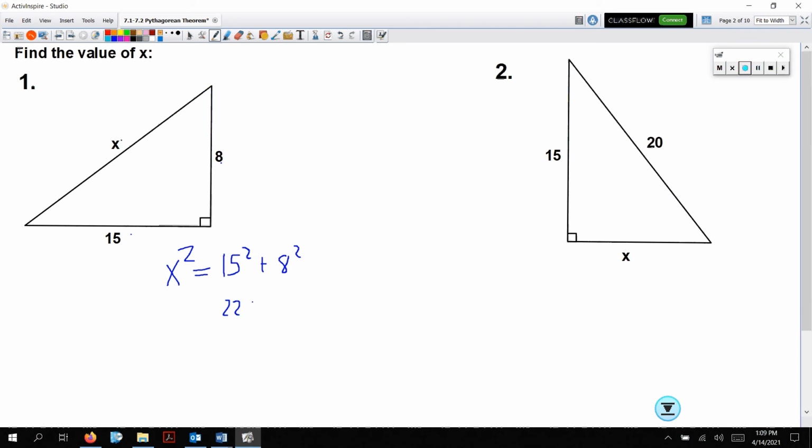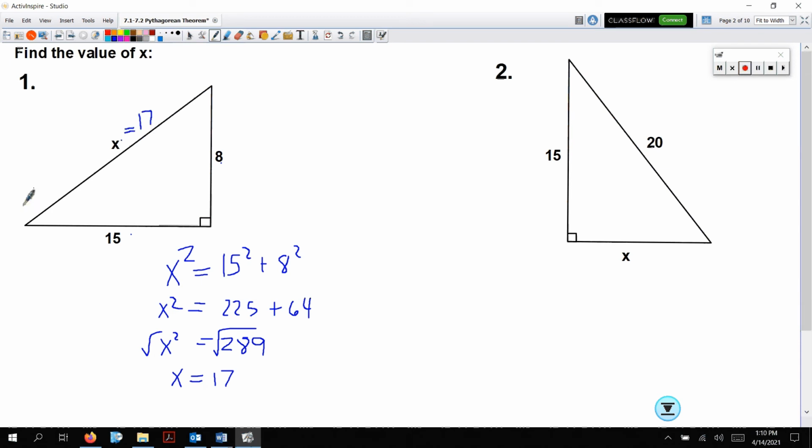225 plus 64, that equals x squared. Add them together, and I get 289 equals x squared. Take the square root of both sides. That's how we unsquare something. Okay? So x is equal to 17. This is a Pythagorean triple. All of the sides of this right triangle are positive integers.